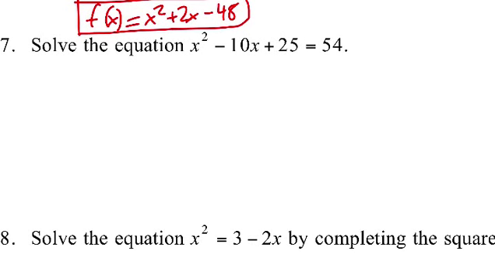The equation x squared minus 10x plus 25 equals 54. The easiest way for us to go about this would be to factor it. Now this side, we're going to factor out, we're going to leave the 54 alone for now.